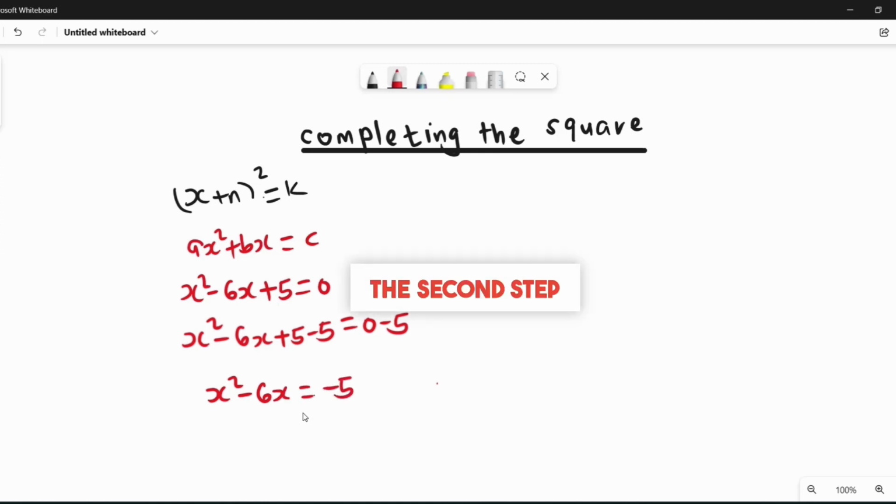The second step is to take half of the coefficient of x, square it, and add it to both sides of the equation. In this step, we are trying to complete the square, that is, adding a number to both sides of the equation so that the left side is a square of a binomial.